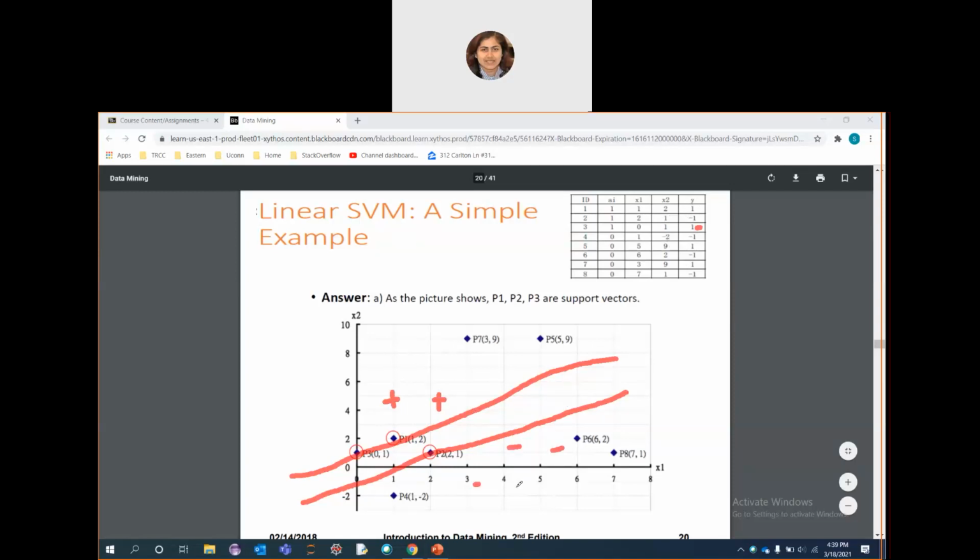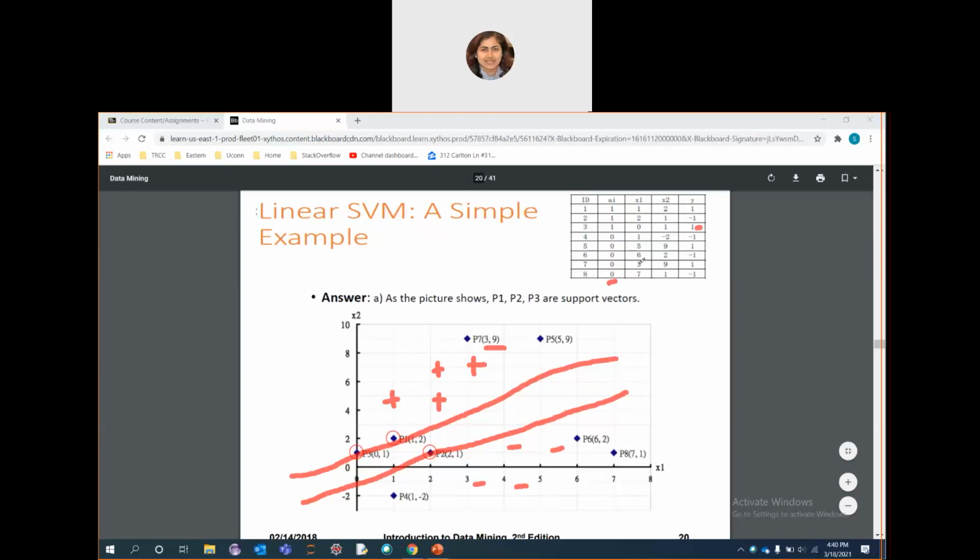So whichever points are here, they should be negative, and whatever are here, they should be positive. Let's look at 3, 9. You can see that it is not a support vector because its alpha is 0, as it is not going through the plane. And where is that? 3, 9. And the y value is 1, which means it is lying on the positive side.